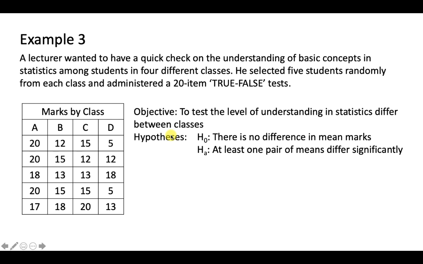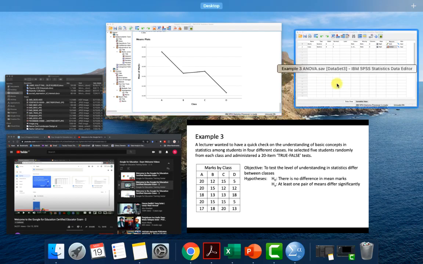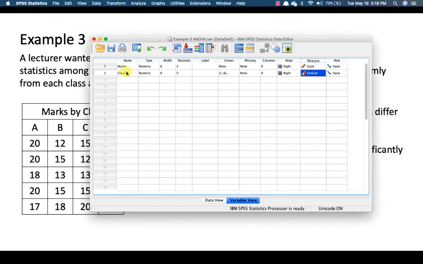Okay, so here's example number 3. A lecturer wanted to have a quick check on the understanding of basic concepts in statistics among students in 4 different classes. So he selected 5 students randomly and administered a 20-item true-false test. The objective is to test the level of understanding in statistics and whether they differ between classes. I have already inputted my data over here. You can see the values.